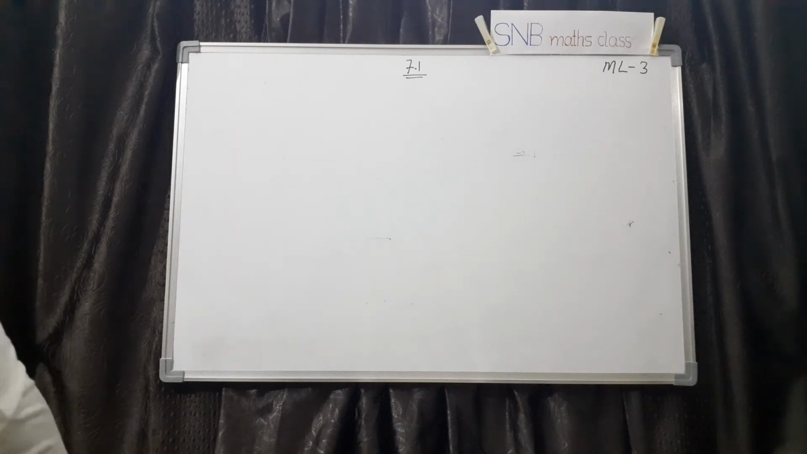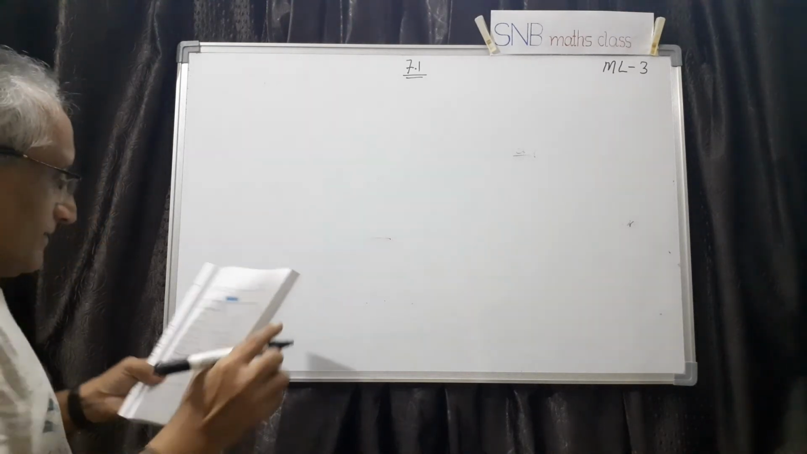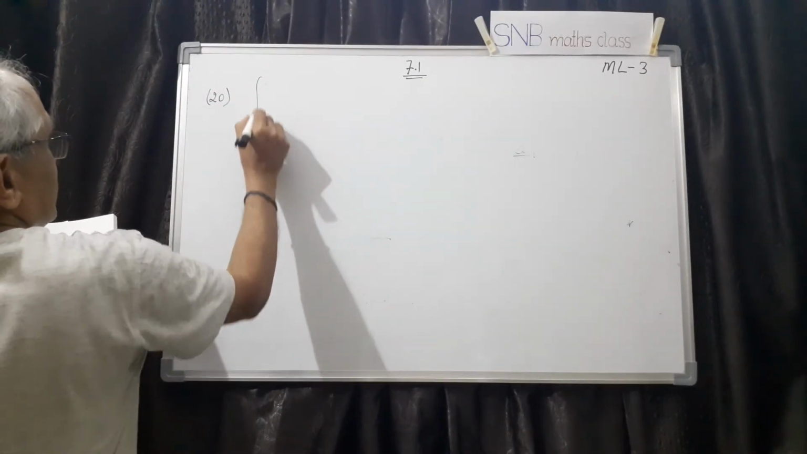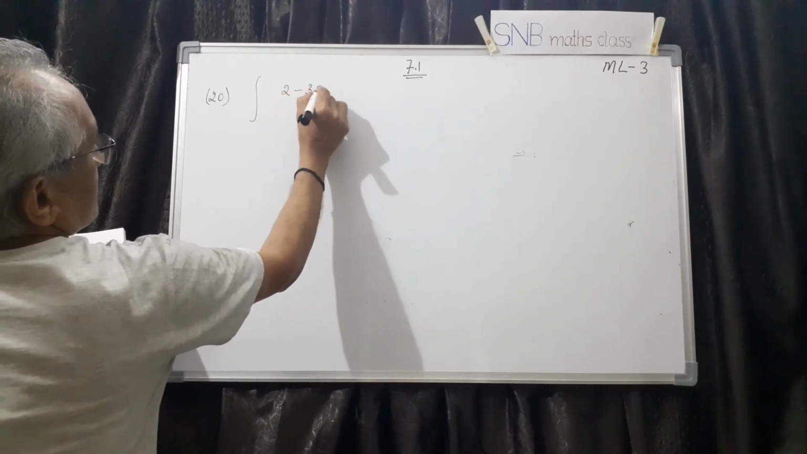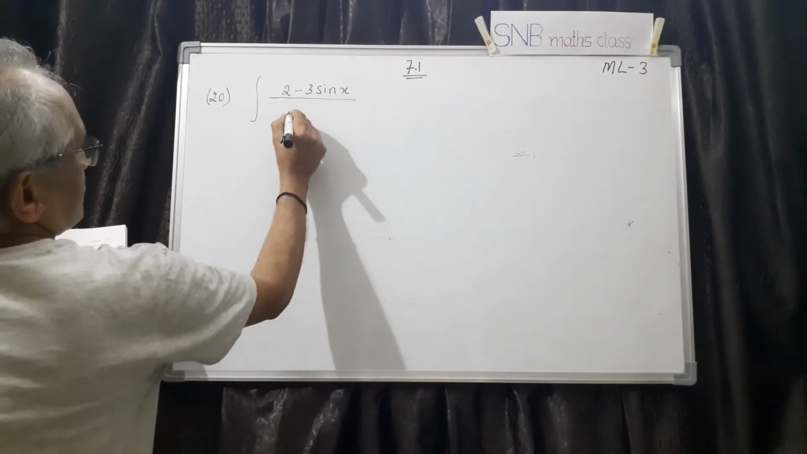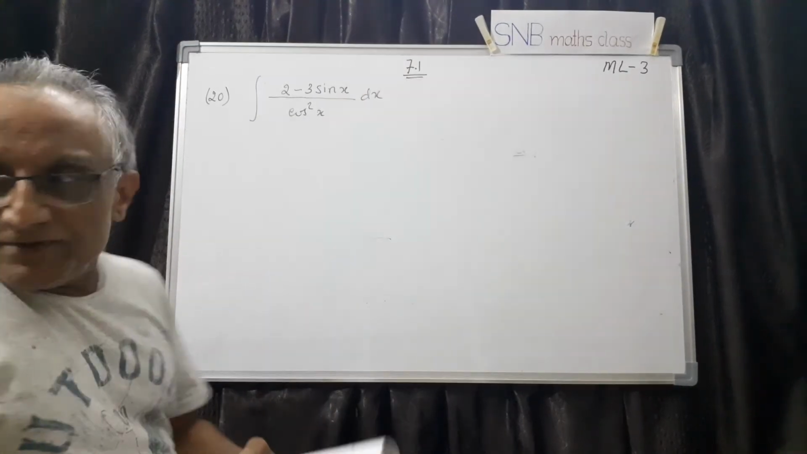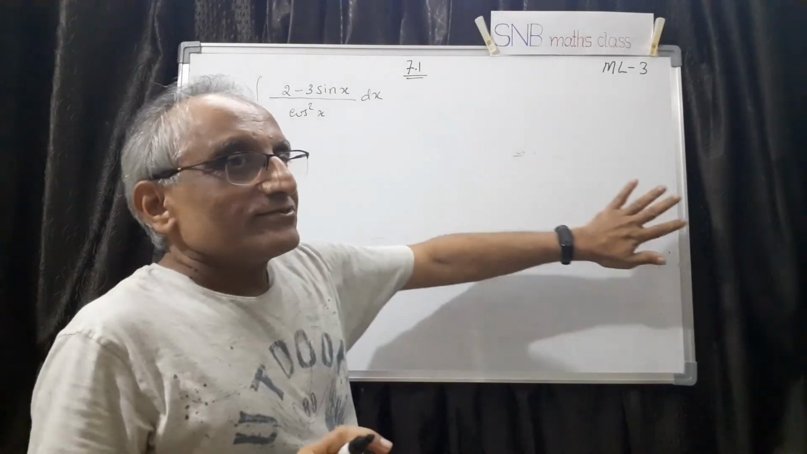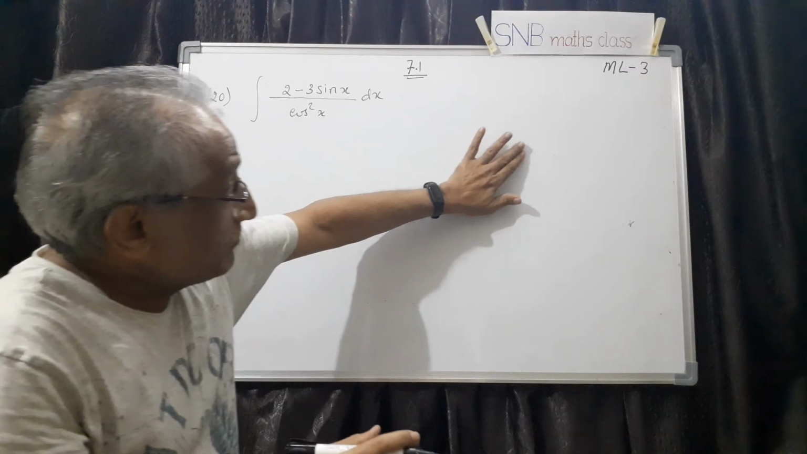Now let us take one more question. Last question. This is also a very interesting question. Integrate 2 minus 3 sin x divided by cos square x, dx. See, as before, no question of quotient rule. So we have to think of an alternate. So I will do the required necessary modification here.